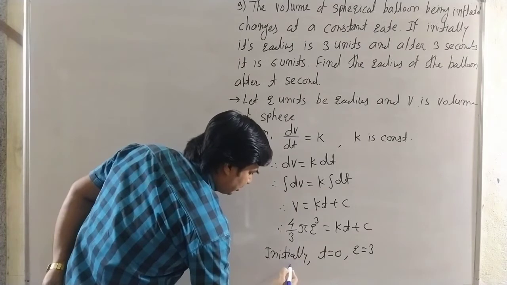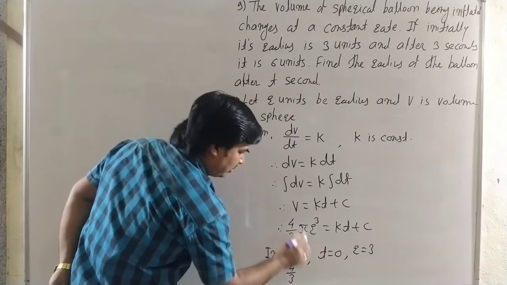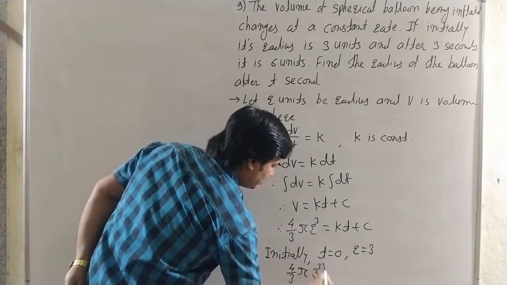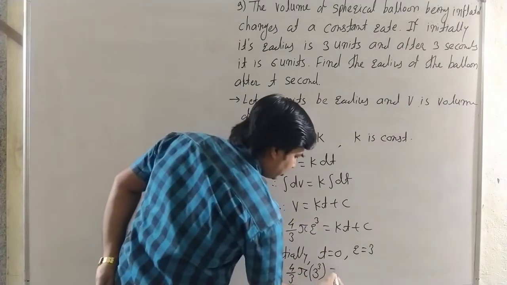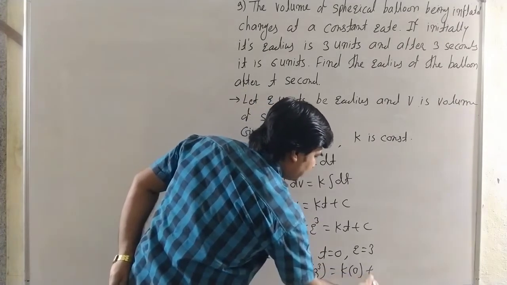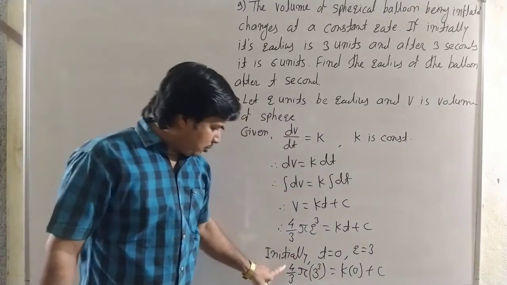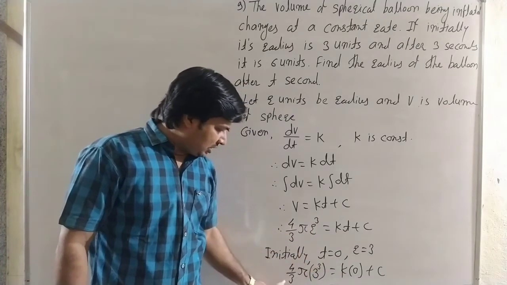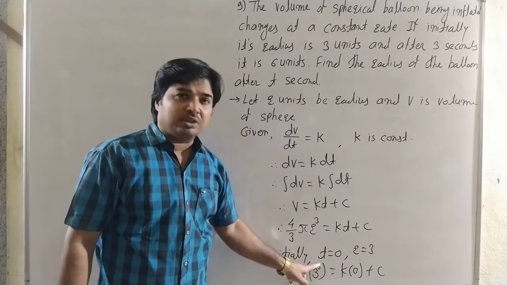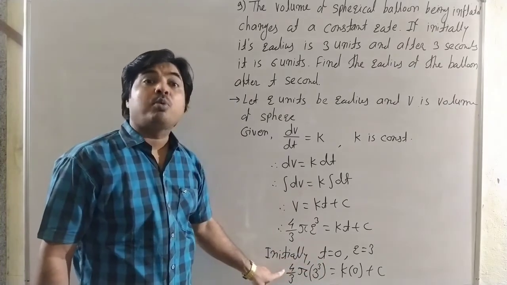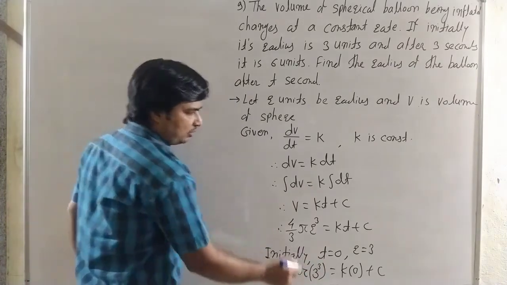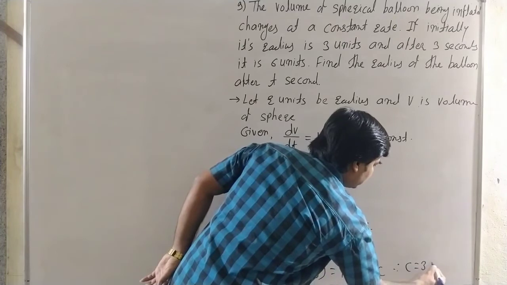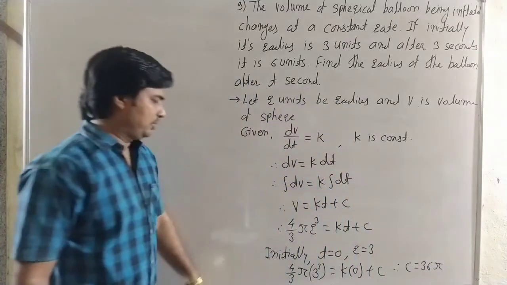Therefore, see carefully, 4 by 3 pi r cube, that is 3 cube, is equal to k into 0 plus c. When t is equal to 0, r is equal to 3. 3 cube, one 3 cancels, that means 3 square, 3 square is 9. 9 into 4 is 36 pi is equal to c. Therefore the value of c is 36 pi.